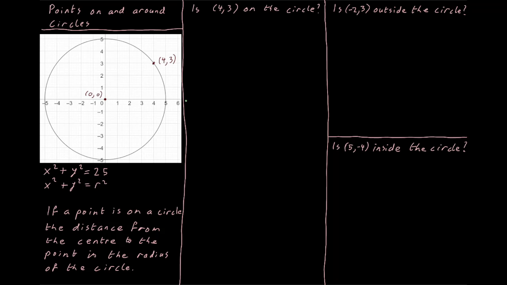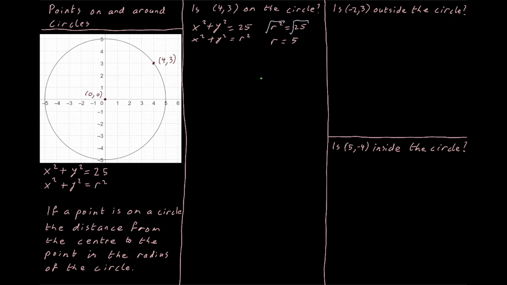Well, that means we need to know the radius of the circle. So if we go back to the equation of our circle, we have x squared plus y squared is equal to 25. And we know for a circle that's centered at the origin, x squared plus y squared is equal to r squared. Well, that means that the radius squared must be equal to 25. So we take the square root of both sides to find the radius. And we get the radius must be equal to 5 units. So now we know what we're testing against. Is the distance between this point and the origin, or 0, 0, going to be 5 units?